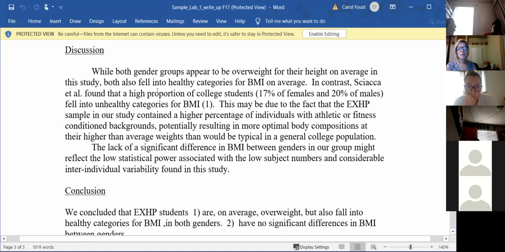Both gender groups appeared to be overweight for their height, but they fell into healthy categories for BMI. And then I talk about some other research. They found a high proportion of college students fell into unhealthy categories for BMI. This might be due to the fact that our sample came from exercise science students, so they tend to be more fit. In the discussion, this is where you might talk about the confounding variables.